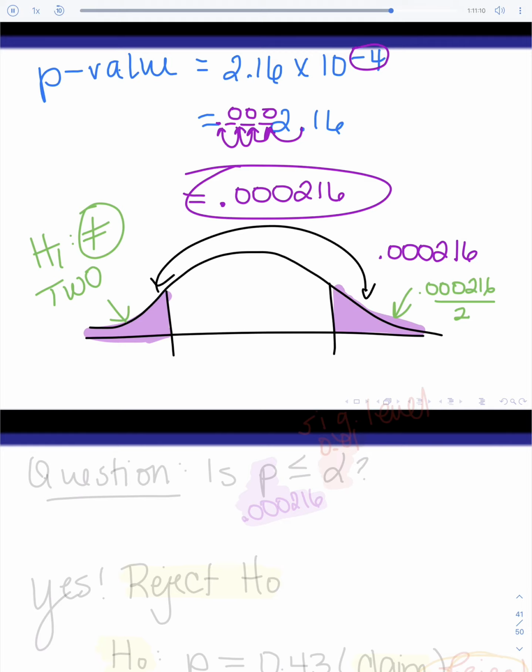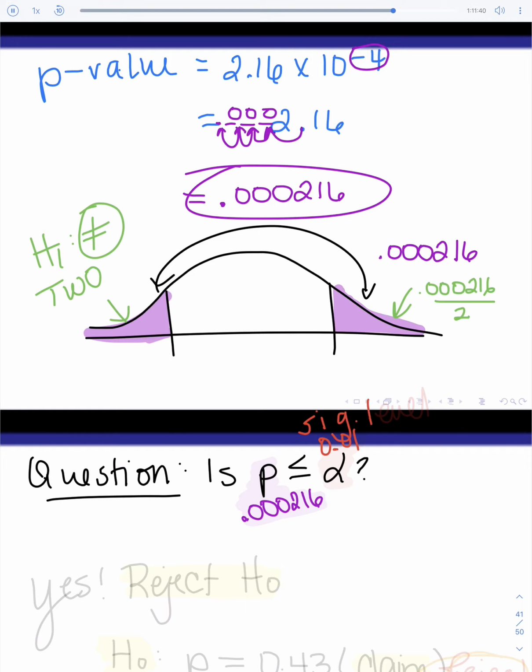Now the question is, what do I do with the p-value once I have it? For the p-values method, once you have your p-value, you always ask the same question. And it is: p less than or equal to alpha? Well, our p we just got was 0.000216, and our alpha was given to us in the original problem. It was 0.01, our significance level.